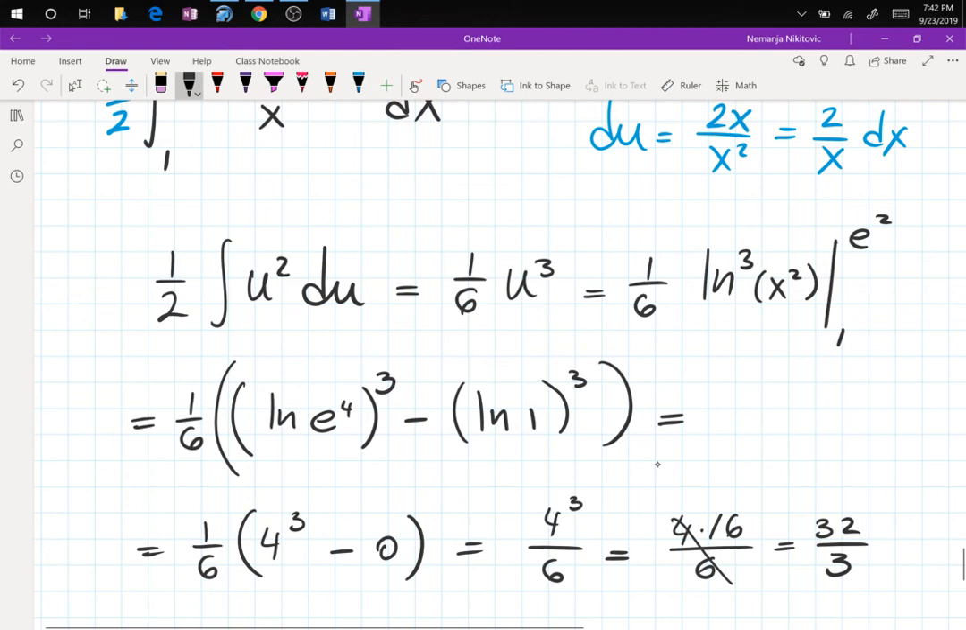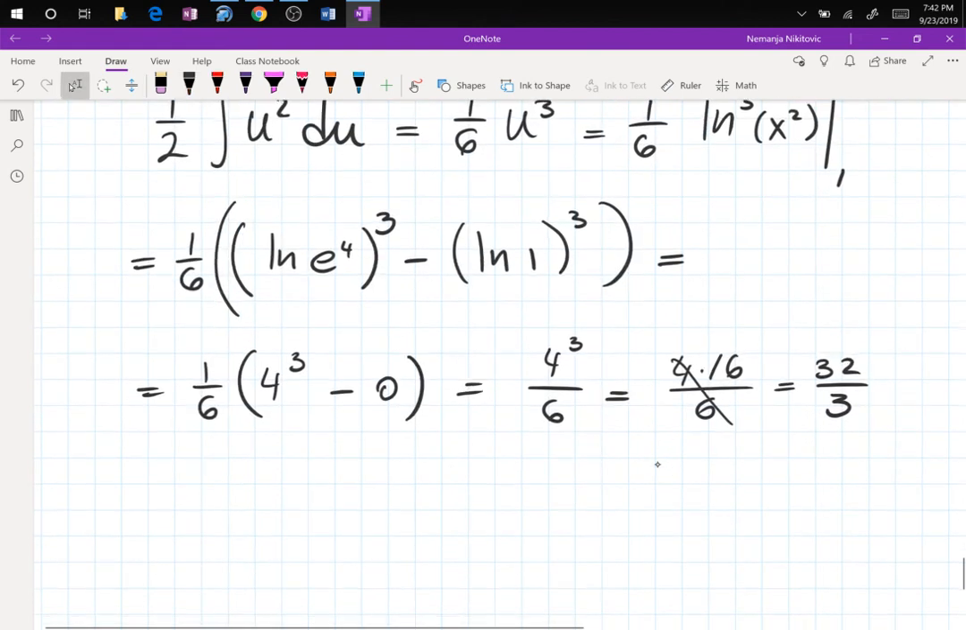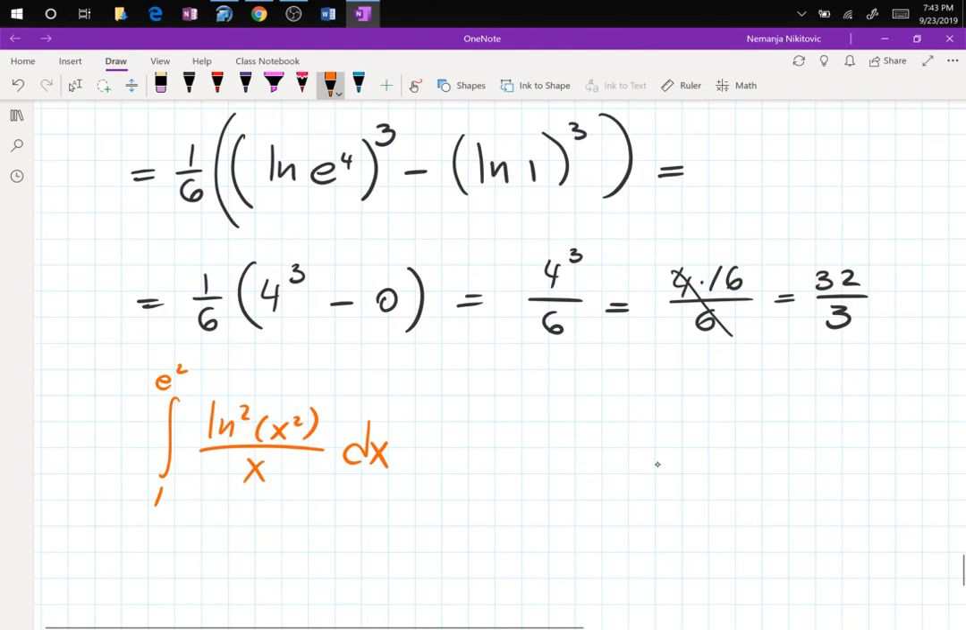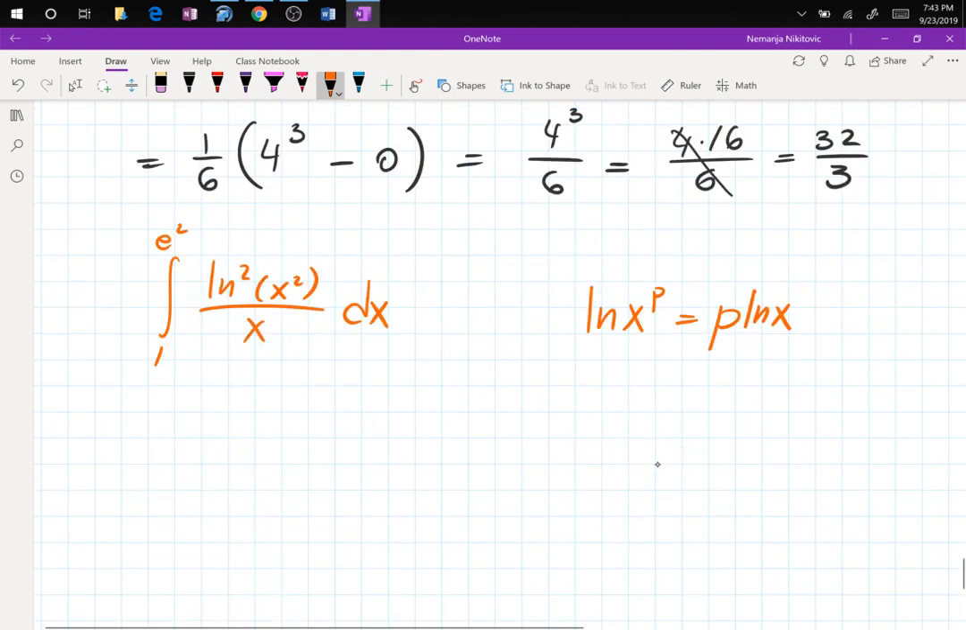Now, I mentioned the formula which would help you work through this issue if you didn't see the derivative and the u sub right away. So let's go revisit this problem a little bit in orange. We have the integral of ln squared of x squared divided by x dx, from 1 to e squared. What I want to see if I can use is ln of x to the p is p ln x, just to rewrite this a little bit to help me out.